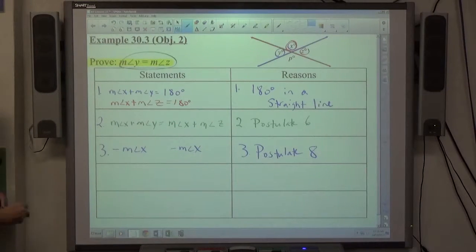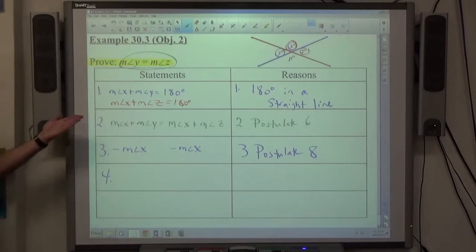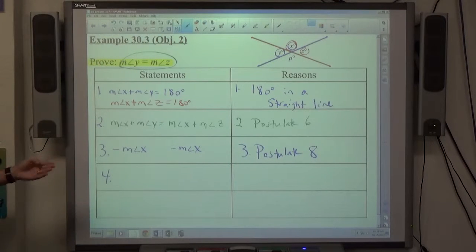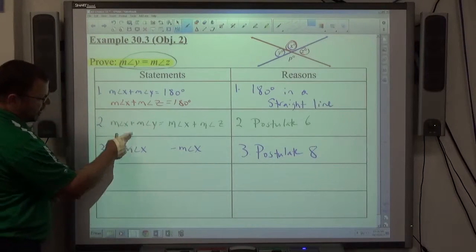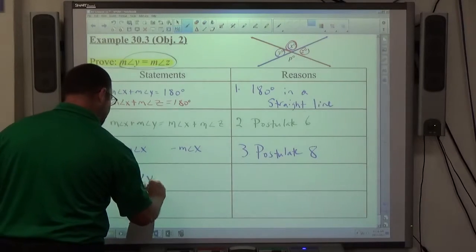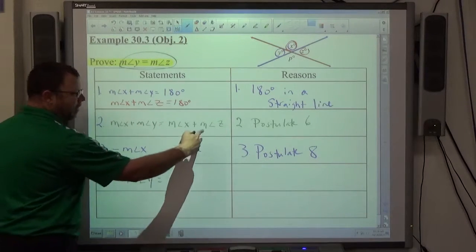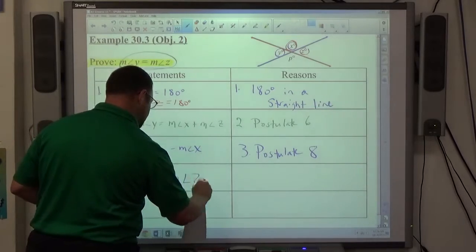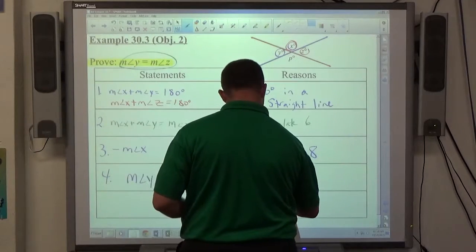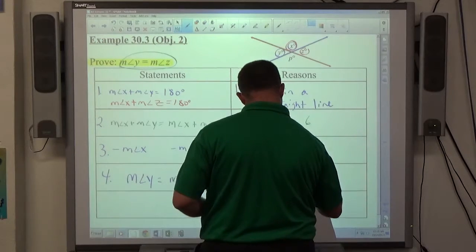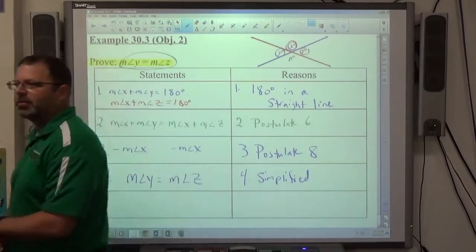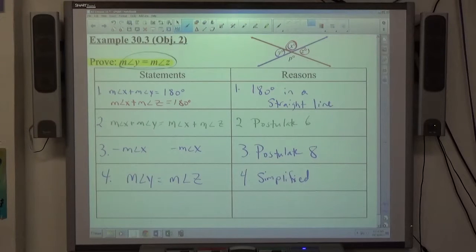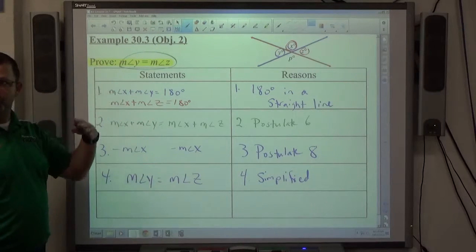Alright? And then, all I'm going to do in statement 4 is carry out that subtraction. Angle x minus angle x cancels, leaving measure of angle y. Angle x minus angle x here cancels, leaving measure of angle z. And I'm just going to put down simplified as my reason for that. Anytime you do any kind of algebraic simplification, just put down I simplified it. I'll believe you.